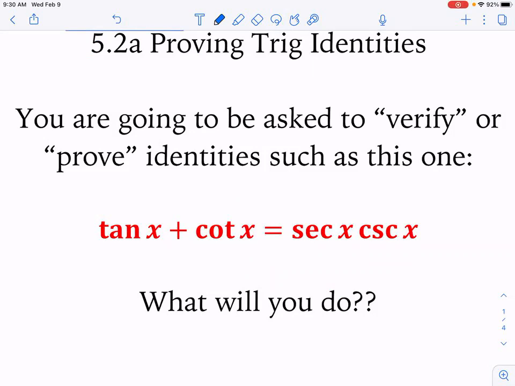Now, big thing here. This is not an equation. It's an identity. I'm telling you that this equals this, and you need to show me that that's true. And you can do that in one of three ways. You can manipulate the left side until it looks like the right side, you can manipulate the right side until it looks like the left side, or you can manipulate both sides until they look like each other. But you know when you are done when you have the left side equals the right side.